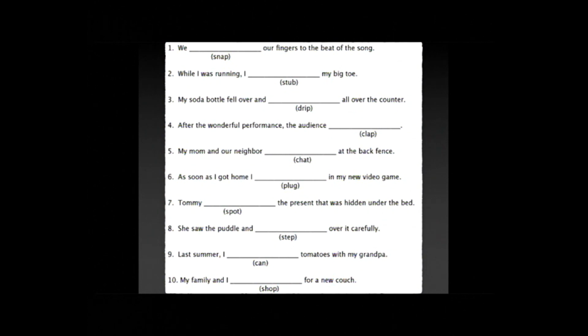Tommy spotted the present that was hidden under the bed. Spotted, hidden is the third form of the verb. That means it will either be past perfect or it will be spotted. Okay. She saw the puddle and stepped over it carefully.